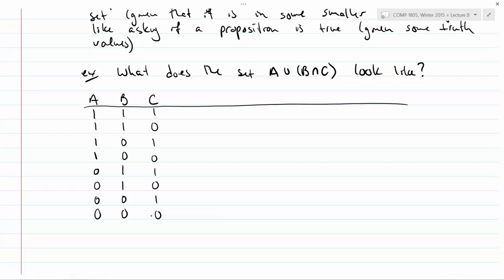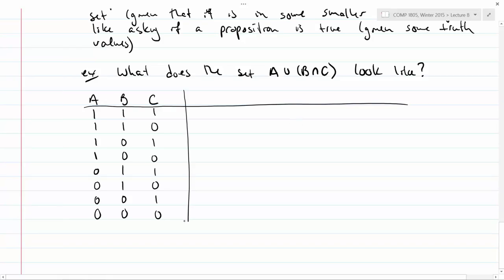So I've set it up exactly as I did in a truth table, except I'm using 1 to mean it's in the set and 0 to mean it's not in the set. The only reason I do this is so that you don't confuse truth tables with membership tables. That's the only reason I'm using a different symbol. Conceptually, it's exactly the same thing.